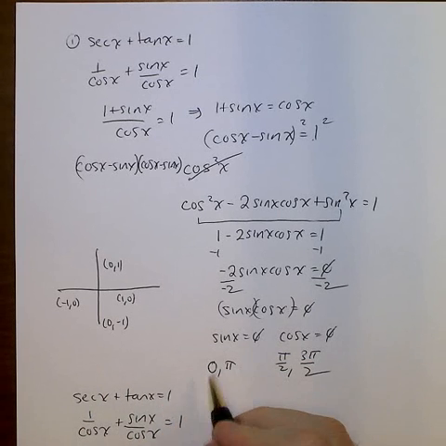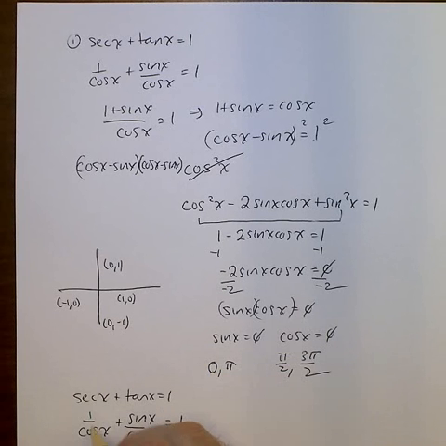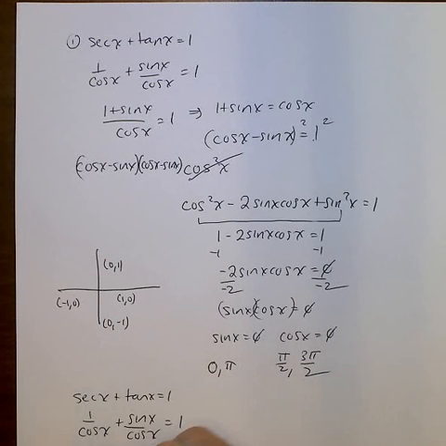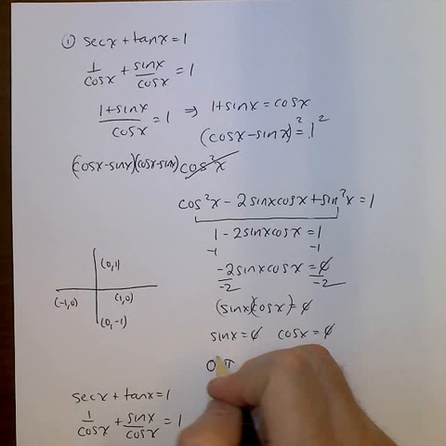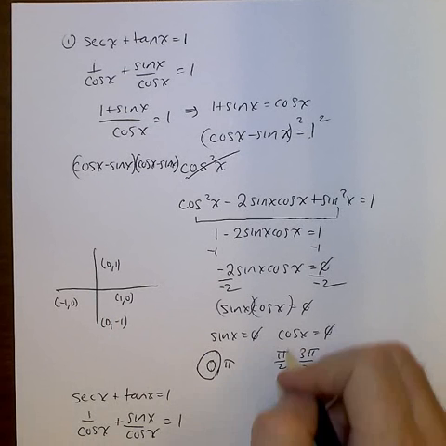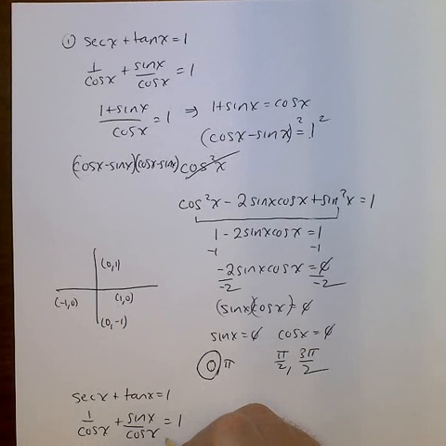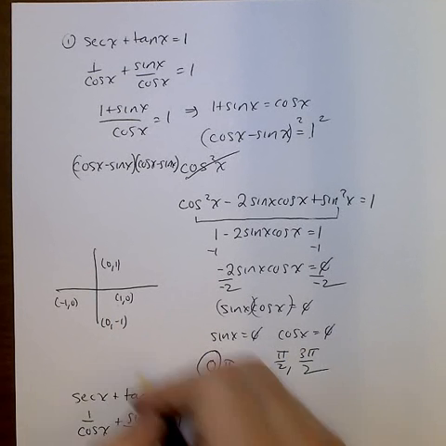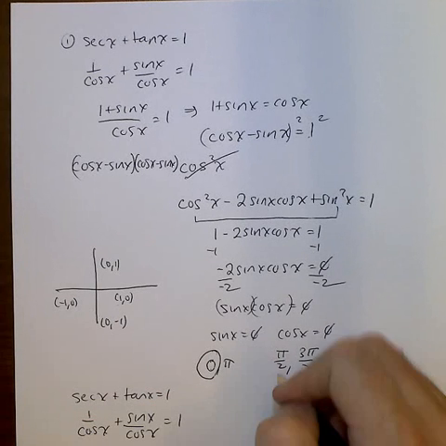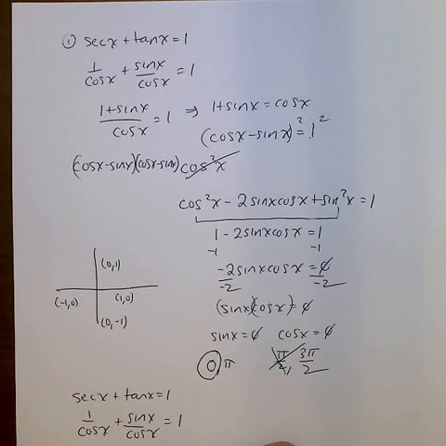We put 0 in. So the cosine of 0 is 1. 1 over 1 is 1. The sine is 0. 0 over the cosine, which is 1, is 0. So this one checks. So far that's a good answer. When we put pi over 2 in, it turns out that the cosine of pi over 2 is 0, and 1 over 0 is undefined. So pi over 2 cannot be an answer because part of the solution is undefined.